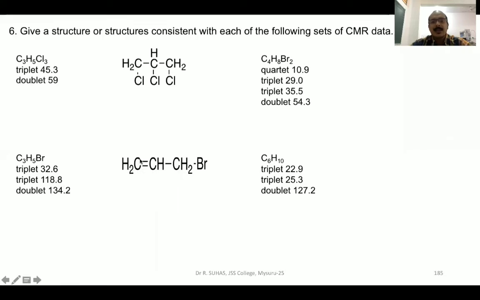As I said earlier, the terminal alkenes will show lesser chemical shift value, whereas internal alkenes will always show higher chemical shift value. And another one is CH2. This CH2 is coming as triplet, and this triplet is attached to bromo. That's why you are having for this methylene group more chemical shift value of 32.6.